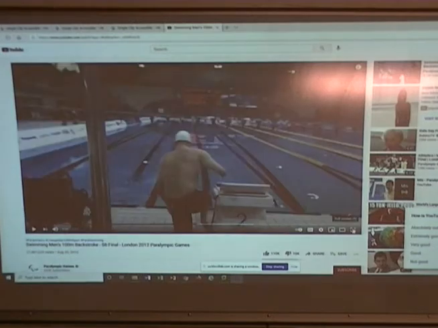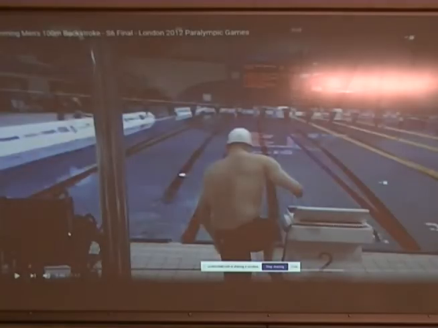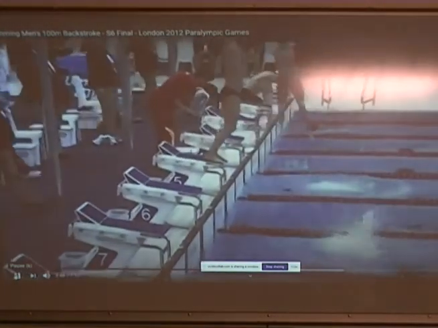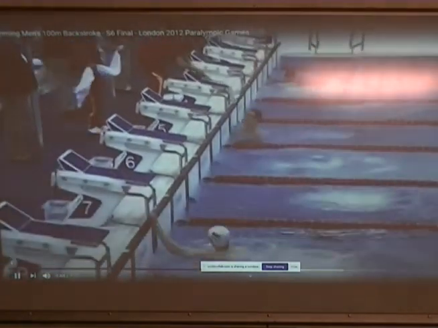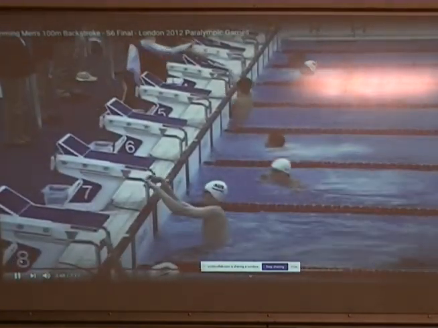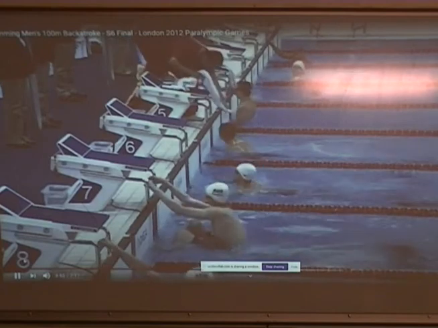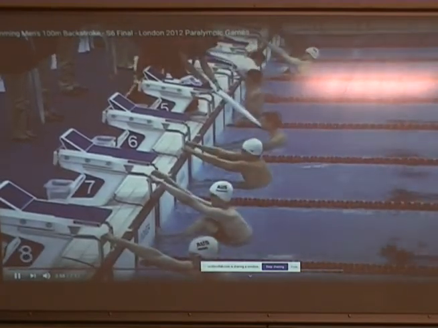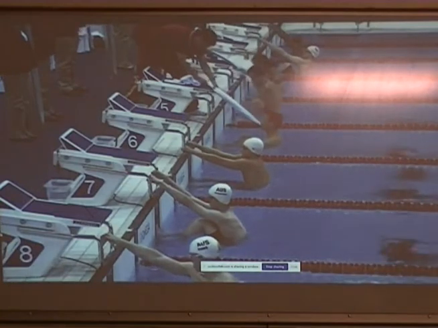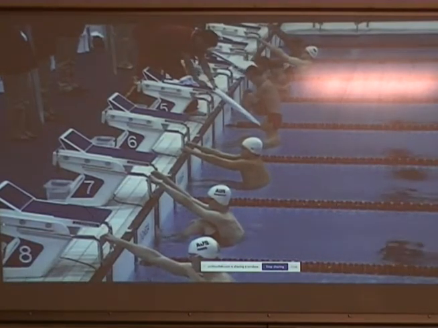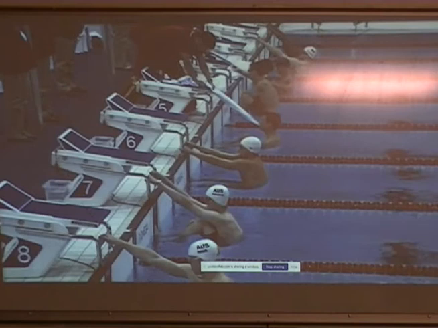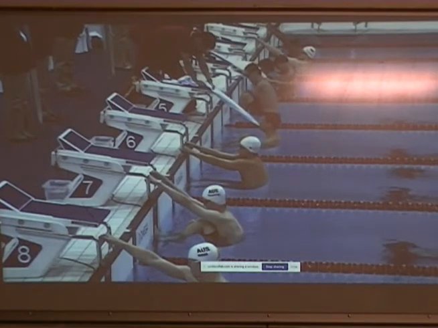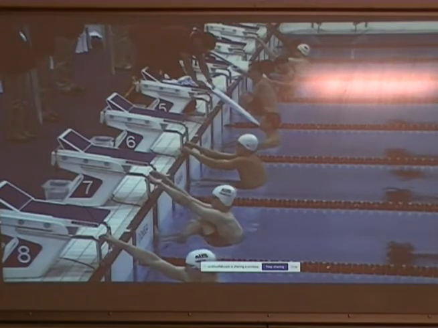So the gentleman in the middle there has no arms. So to start the race, he has to chew on the towel. Right? The gentleman nearer the top has someone else helping him, holding him in for the start.